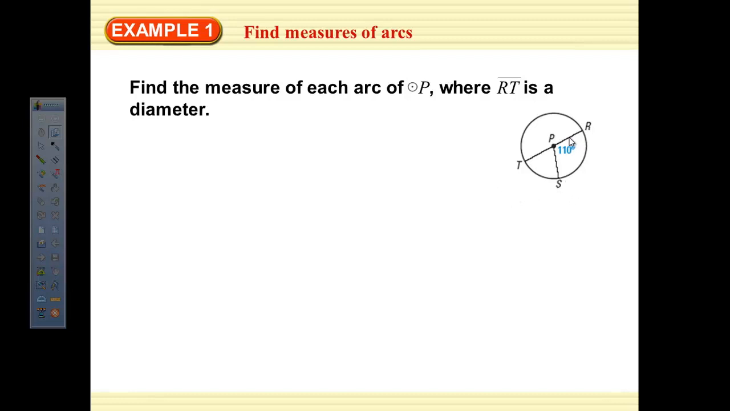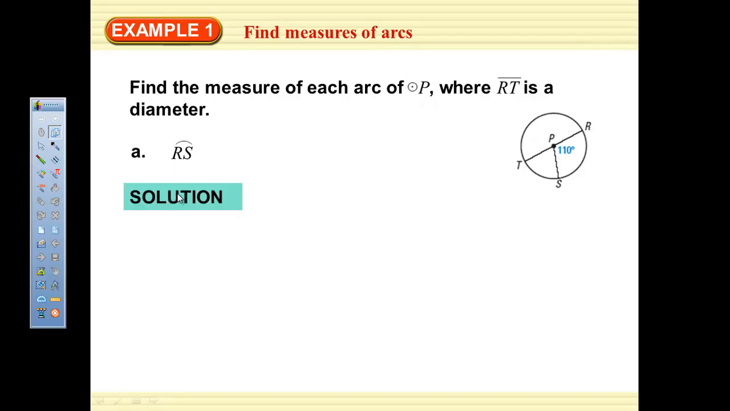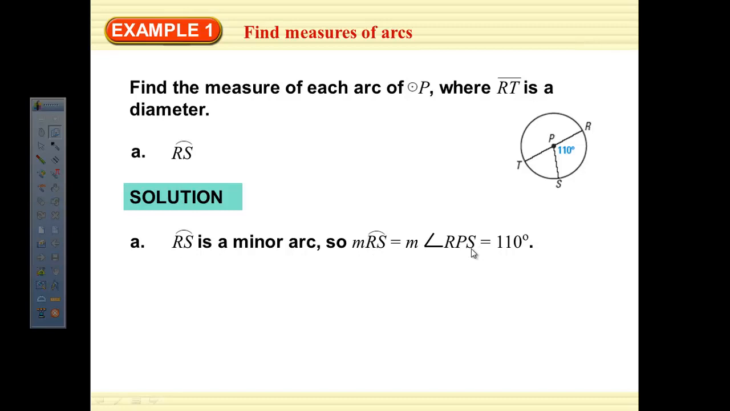So the first thing to remember is that the central angle, for example, would be RPS. That would be an example of a central angle. And the arc that matches it is RS. Arc RS also happens to be 110 degrees. So when they ask us to find different things, such as the measure of arc RS, we would have a little m here. So the measure of arc RS is equal to the central angle, which is RPS, and both of those are 110.